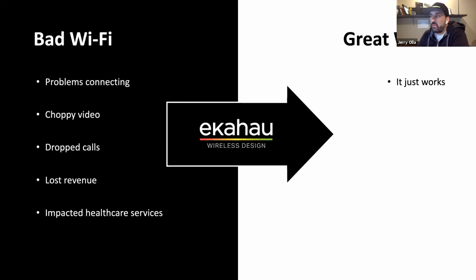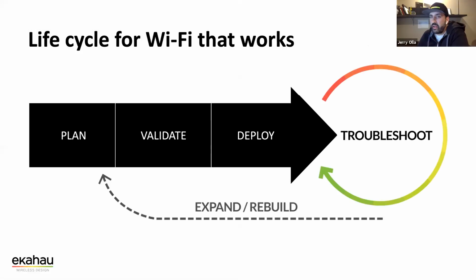So let's talk about what Echo can do to get us from that bad Wi-Fi to the great Wi-Fi. This is really the life cycle, and I've even seen some similar things in chat already about what that process is, that life cycle to getting good Wi-Fi. Really, there's three main steps. First, we need to create a plan. We need to figure out what we are designing this network to do. What are the devices that are going to be on the network? What are the applications that they're going to be using? Once we know all of those parameters, we can create a plan.